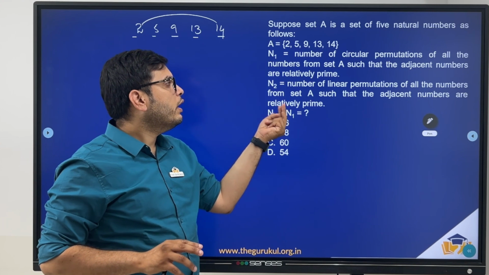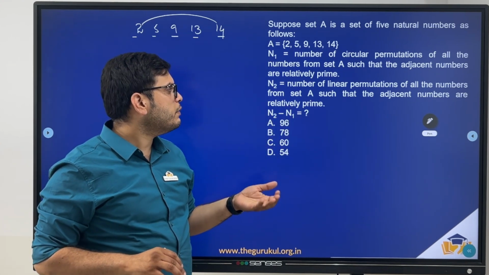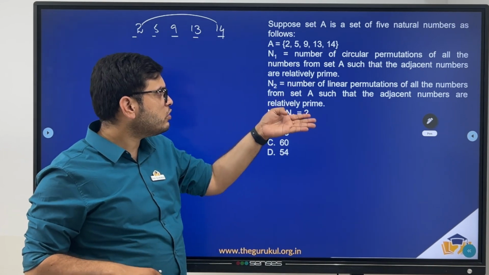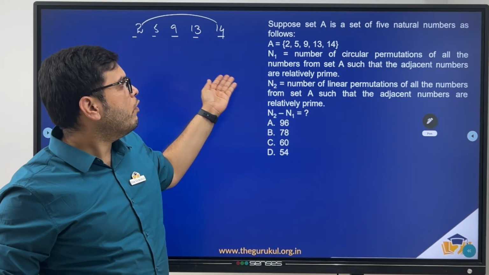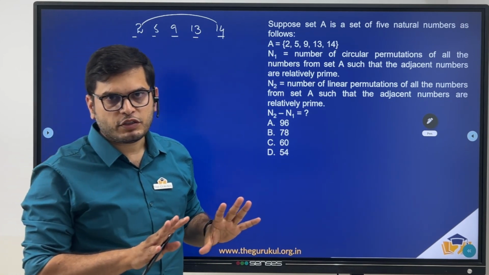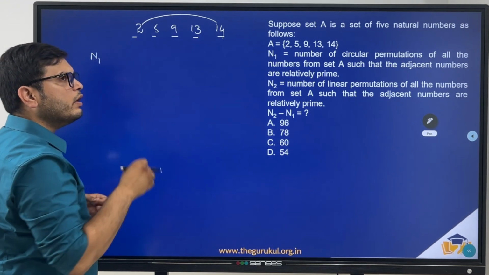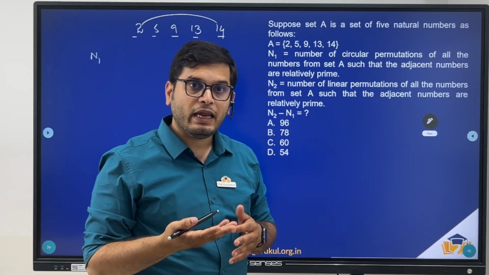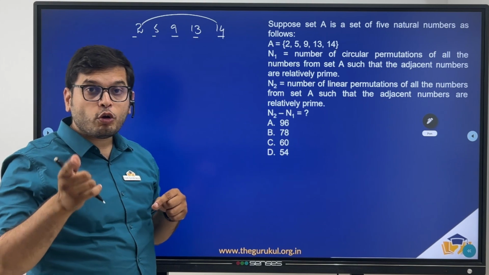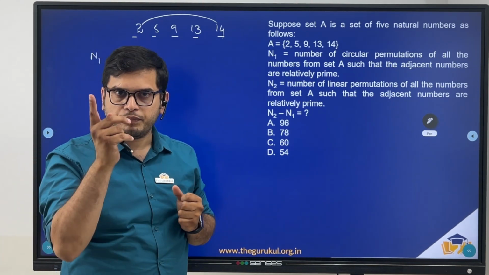Now what is n2? Number of linear permutations of all the numbers from set A such that the adjacent numbers are relatively prime. Now same condition, but in the case of n1, we are considering circular permutations, whereas n2 linear permutations. Right. Now coming to n1, we need to find the number of possibilities in which 2 and 14 are not together when all these 5 numbers are placed around a circle, right?